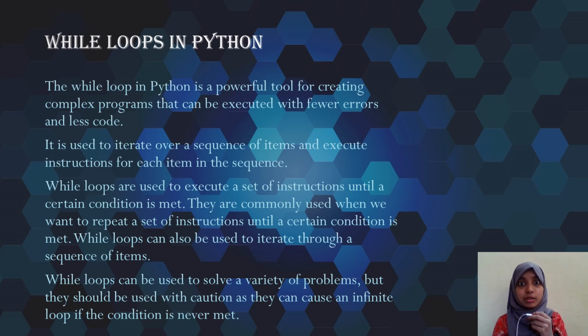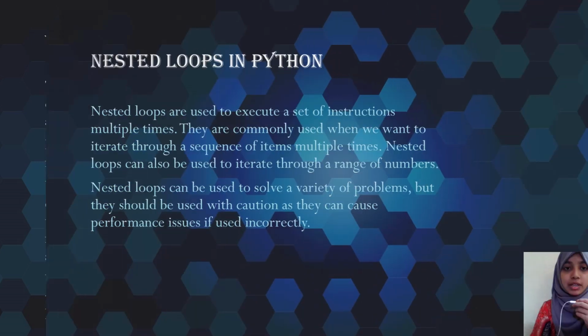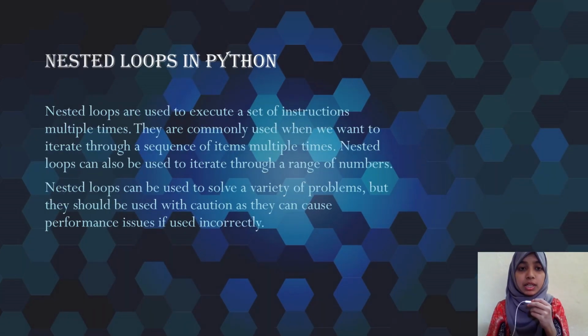to get through it. So now next we'll be having nested loops in Python. Nested loops are used to execute a set of instructions multiple times. They are commonly used when we want to iterate through a sequence of items multiple times. Nested loops are like a for loop in a while loop or a while loop in a for loop. We can use it that way. Loops can be inserted in the loops. That is called nested.